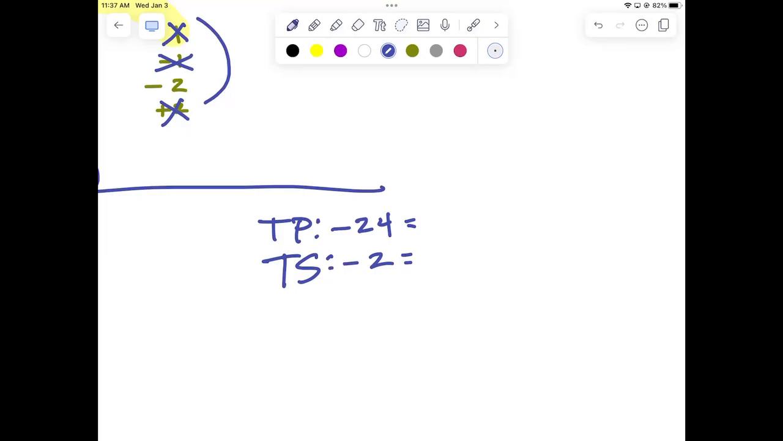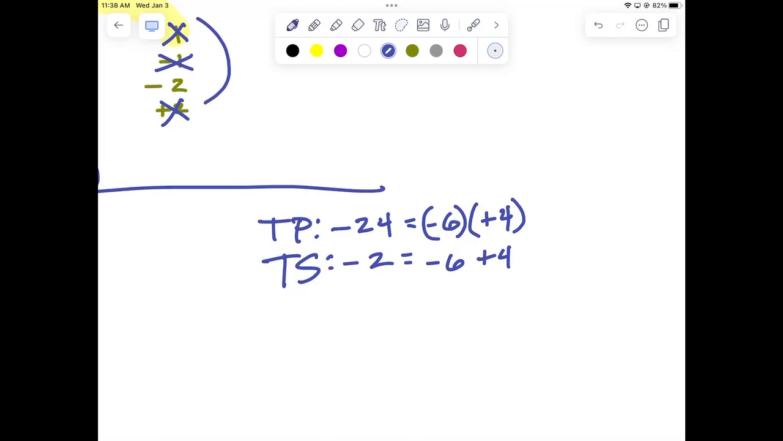A 6 and a 4? Which one has to be positive? Which one has to be negative? Does it matter? Yeah, if the sum has to be negative, it has to be a -6 and a positive 4. Is that what you said? I think so, right? Because that's -6 plus 4, which is -2. Did we find them? We found them, okay?